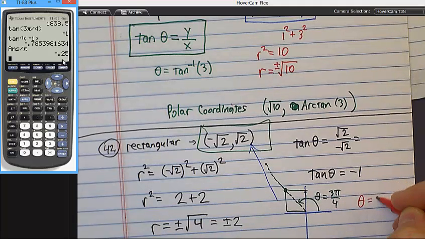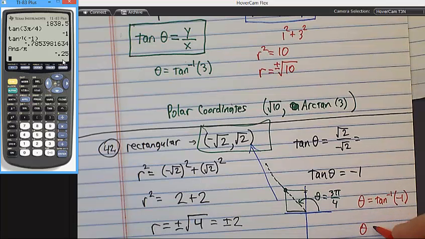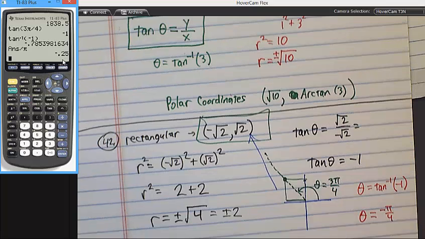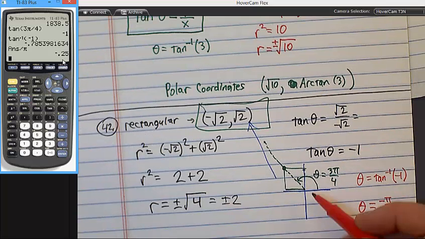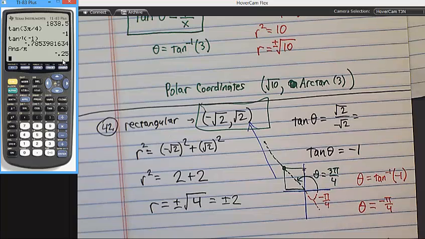Theta is the inverse tangent of negative 1. What I would have gotten is theta is, what would it be? Negative pi over 4, right? Now, would that work? What quadrant would that put me in? That put me down here in quadrant 4, right? There's negative pi over 4. And if I use that, then in order to get there, what do I need for my r? Negative 2.